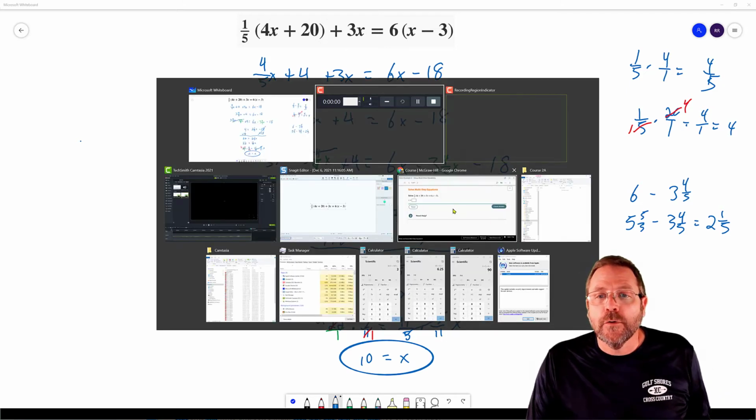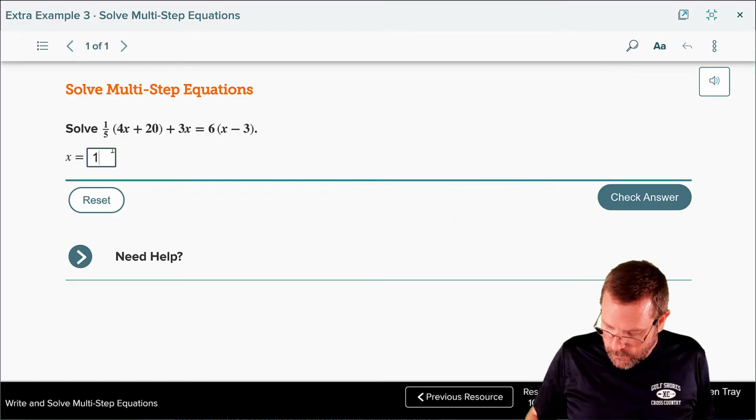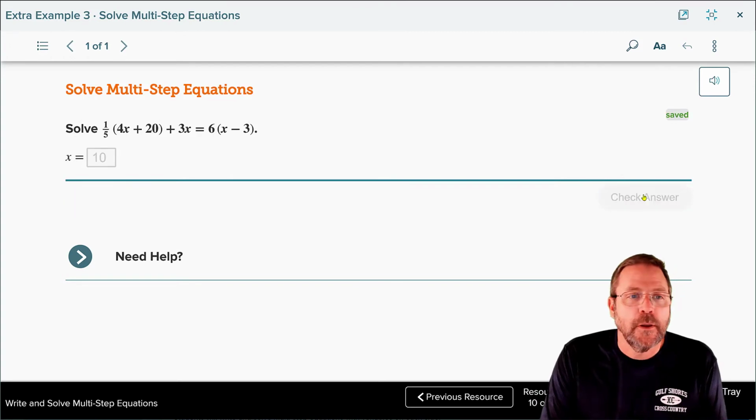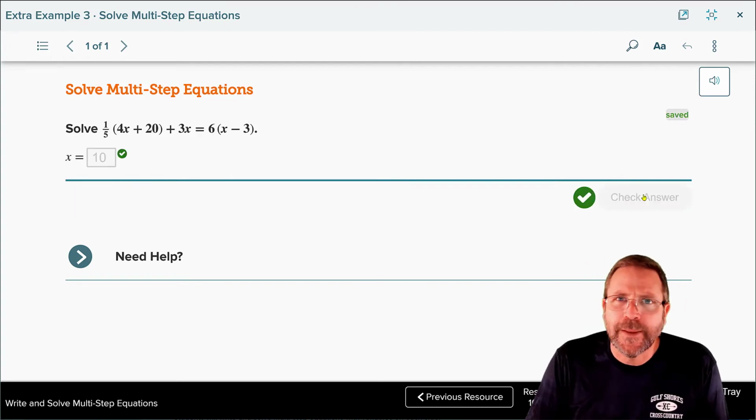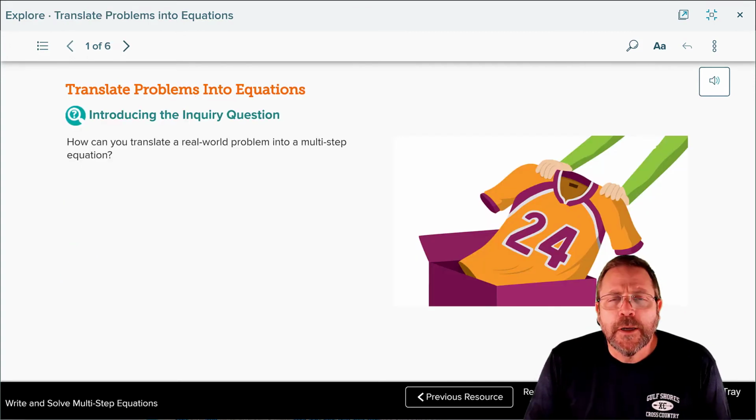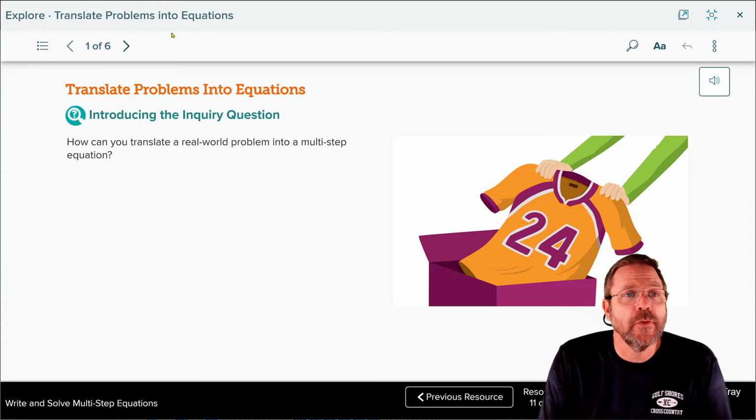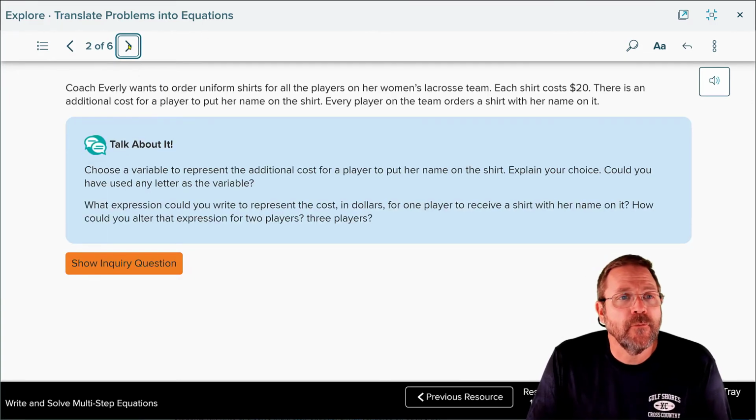Jump back over to the answer sheet, and we'll put in our 10 right here, check the answer, and it checks. Easy math. And now we're getting to the really exciting stuff of translating word problems into those big complex algebraic expressions and then solving them. Let's take a look at what they have for us here.